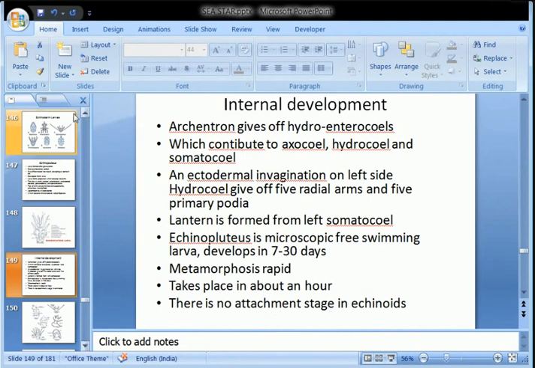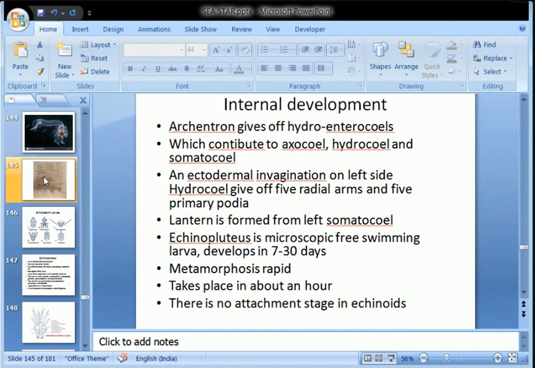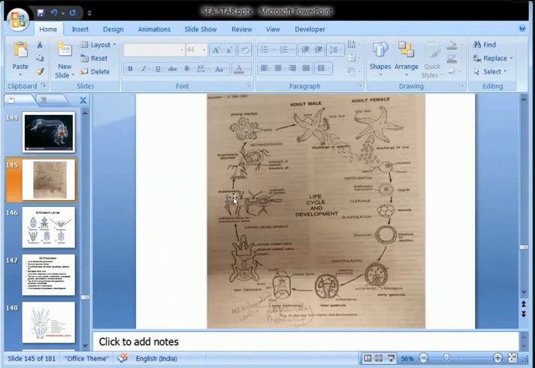If you recall from the previous one, here this is the attachment stage. These are the adhesive discs with the help of which the larva is attached to some substratum. And further development from this stage to this stage occurs in the attached condition.